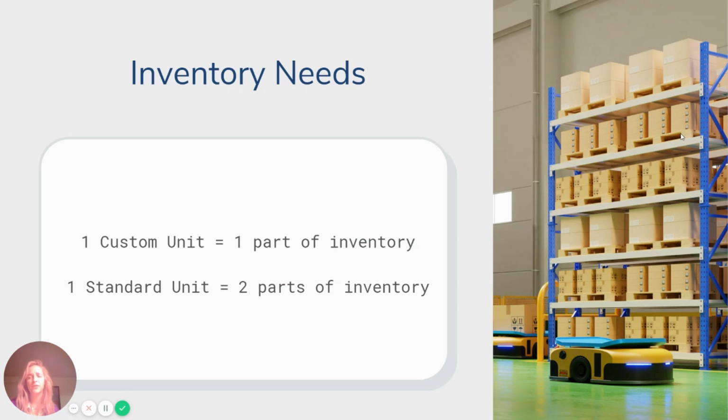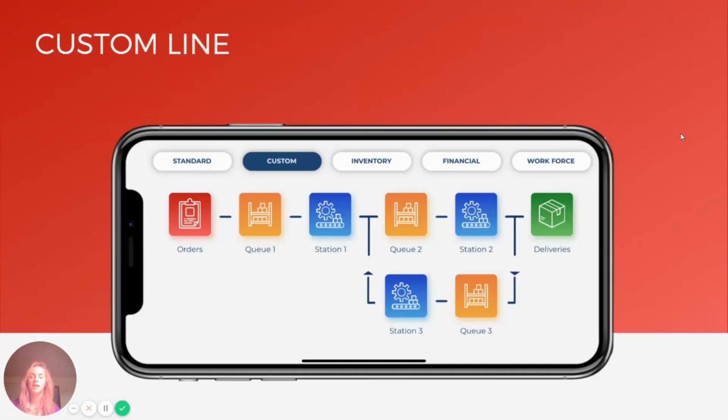So what should our reordering point be so that the company has enough inventory to work while waiting 4 days until the next order arrives? Let's go ahead and do the numbers for the custom line's inventory needs. To do so, we'll navigate to the order section in the custom line.